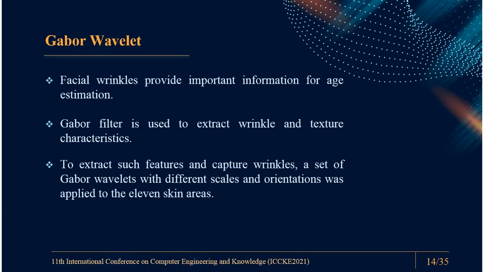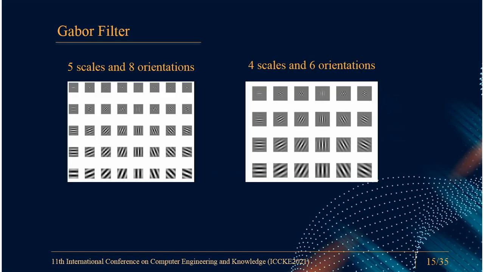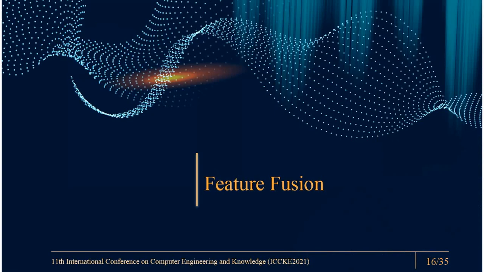And the last feature is Gabor wavelets. Facial wrinkles provide important information for age estimation, so the Gabor filter is used to extract wrinkle and texture characteristics. To extract such features and capture wrinkles, a set of Gabor wavelets with different scales and orientations was applied to the 11 skin areas. In this slide, you can see two kinds of Gabor filters. First, it has five scales and eight orientations, and the other has four scales and six orientations.